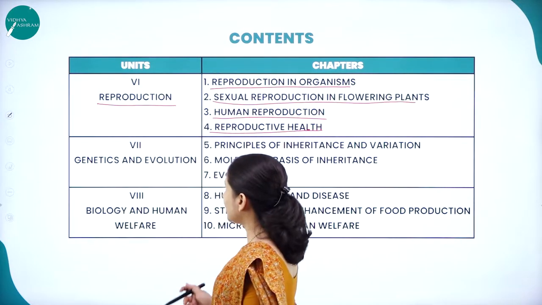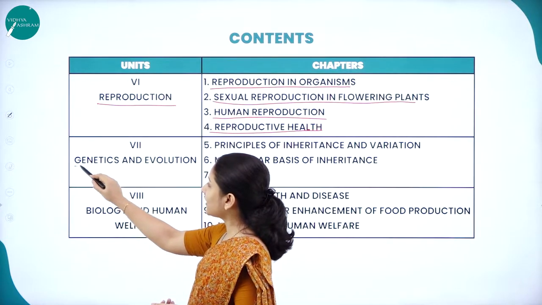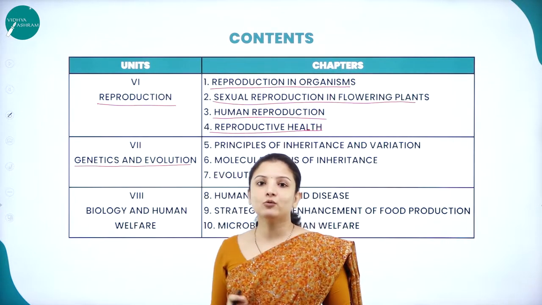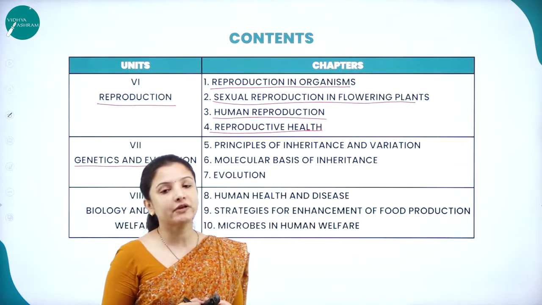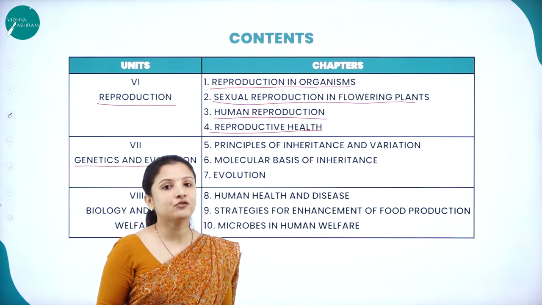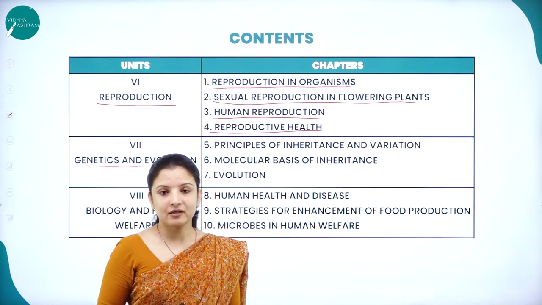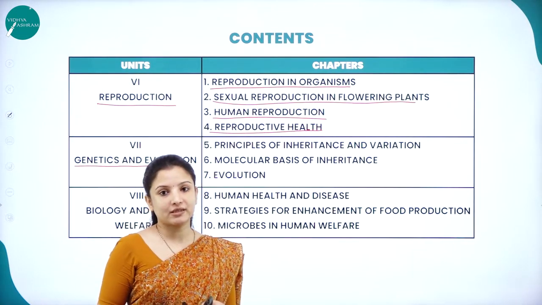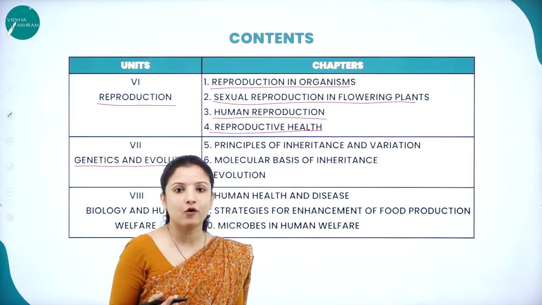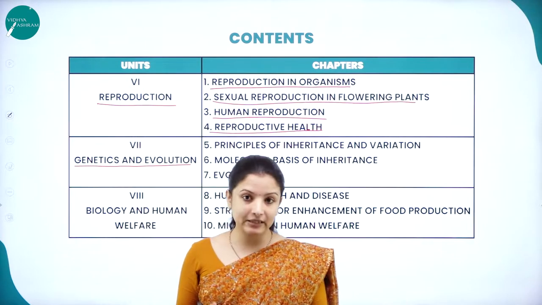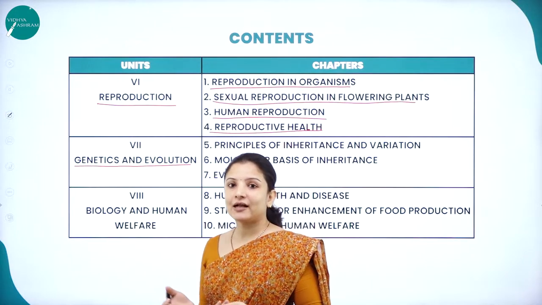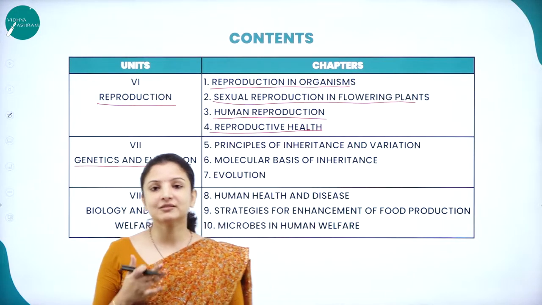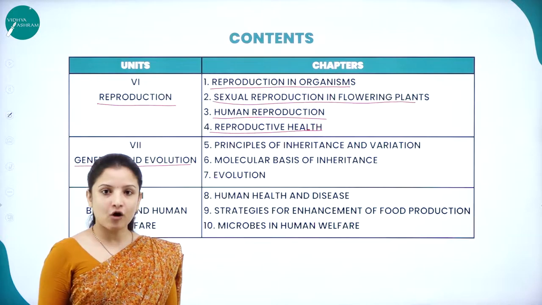Moving on to unit 7. So unit 7 is entirely about genetics, and one chapter you have about evolution. So genetics, whenever we talk about genetics, we have to remember Gregor Mendel, right? Because he is the father of genetics. He was the first person to put forward his experiments related to genes, which he called factors, wherein he said that from the parents to the offspring, the characters are forwarded, right?